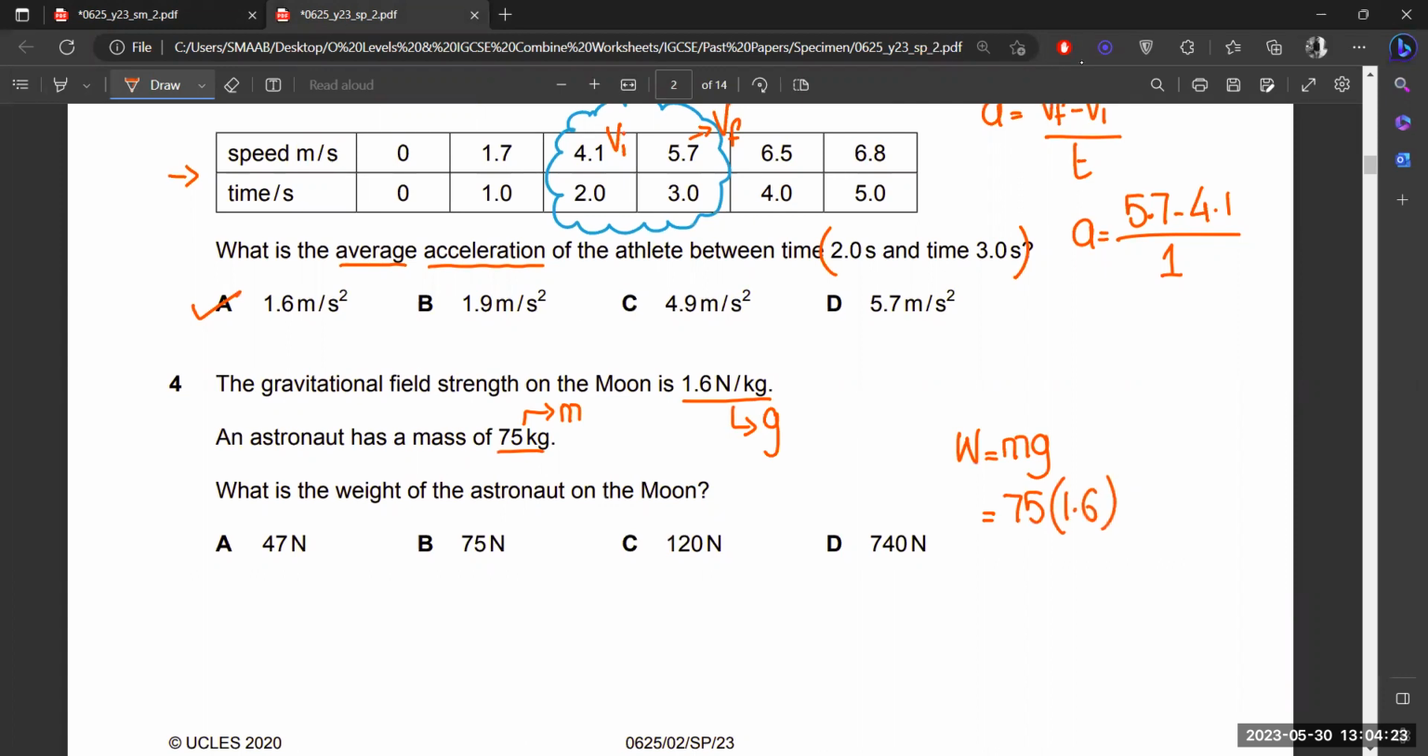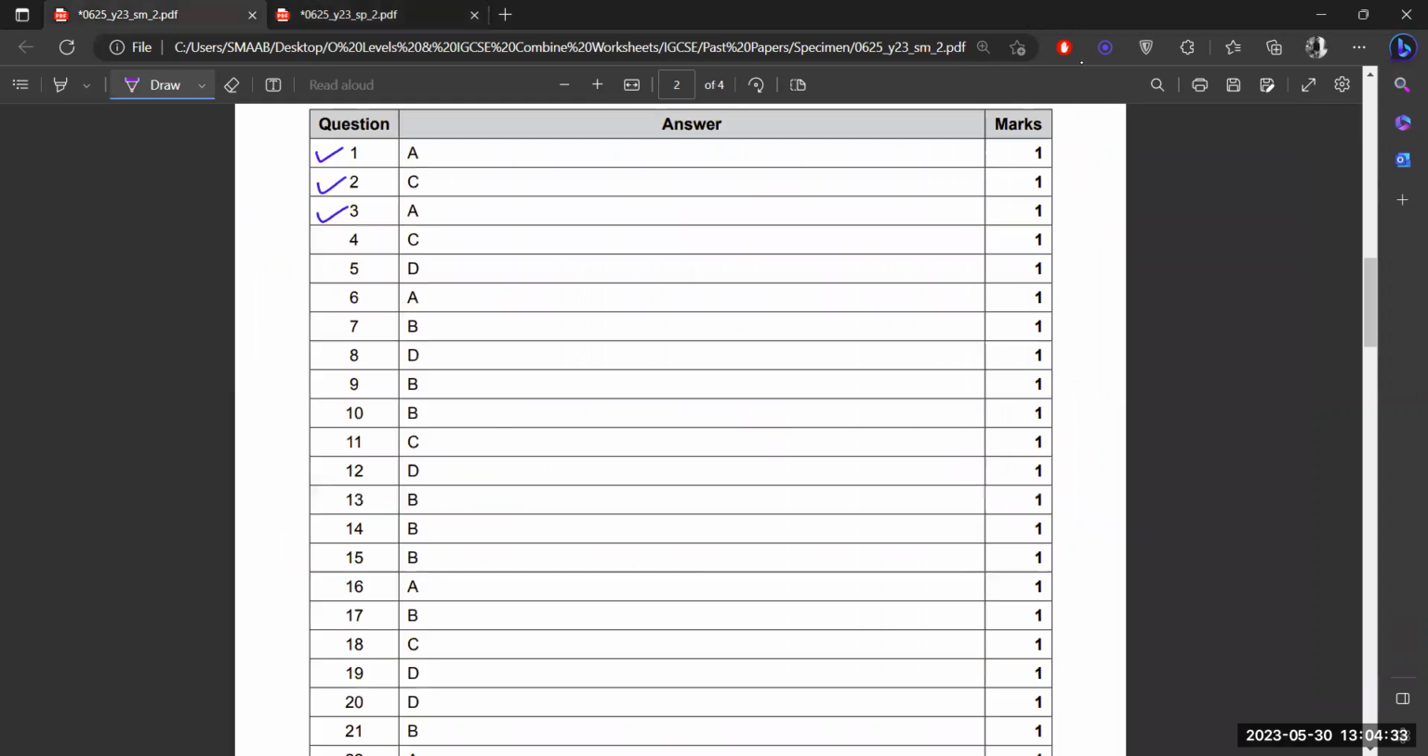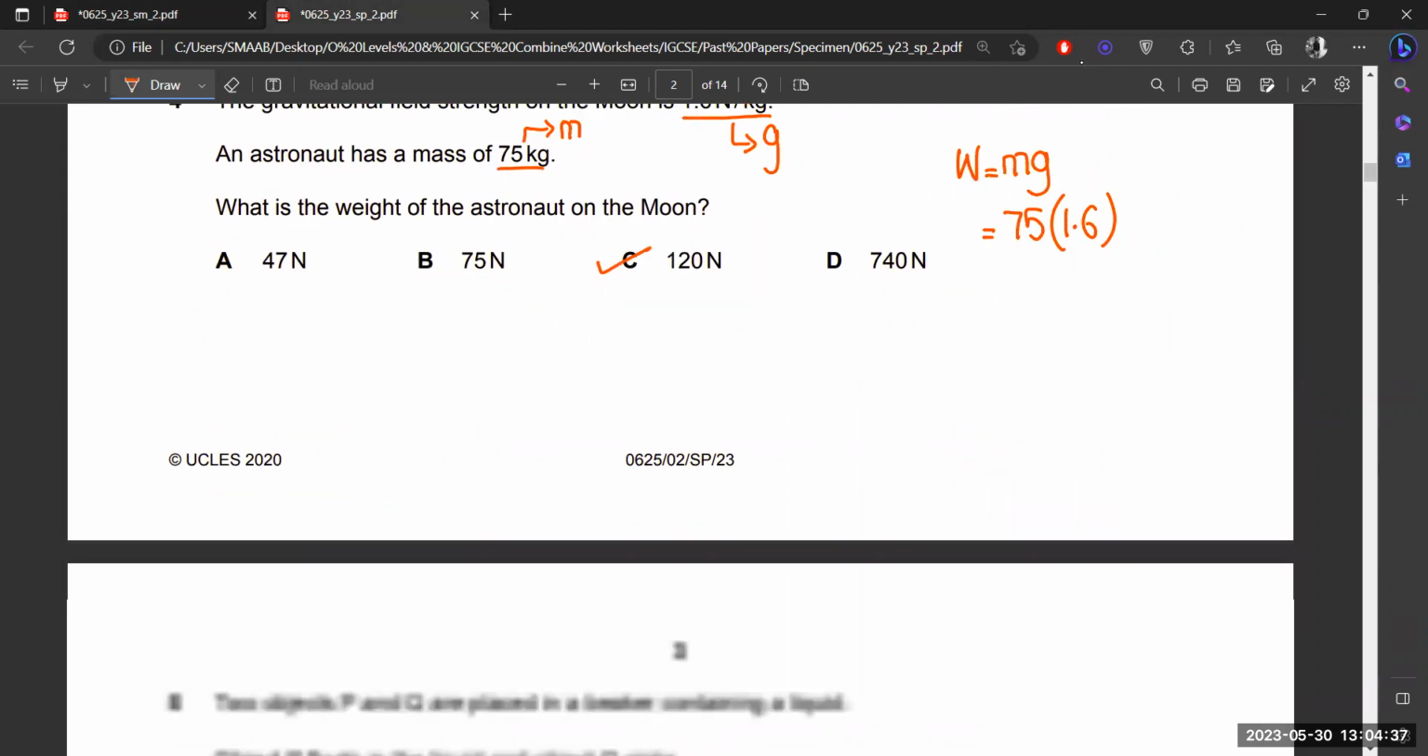So 75 multiplied by 1.6. That is 120. Option C. Option C, right choice for question 4. That's simple.